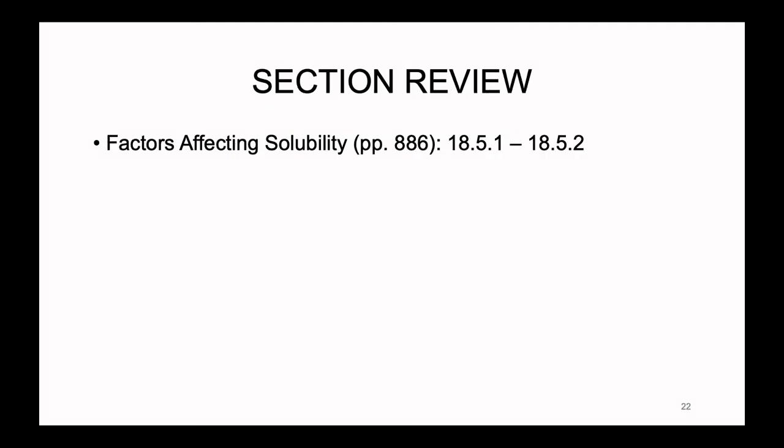And that is going to be it for the day. As always, if you would like some extra practice, here are some suggested section review problems pertaining to Le Chatelier's principle and solubility. There's only a couple here, so some extra practice will be coming in the form of homework.